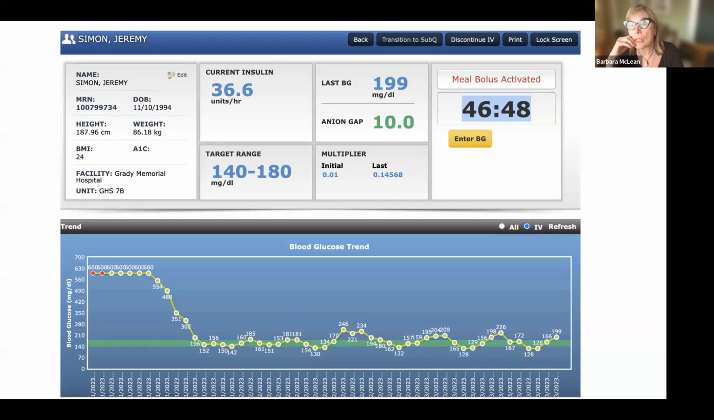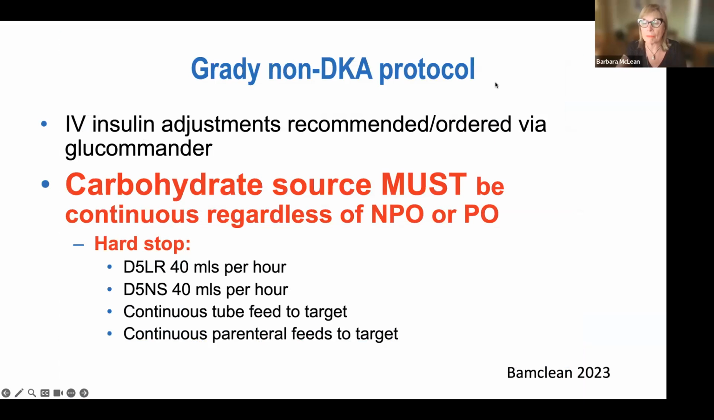The first thing you would do is say, is the IV working? Is it infiltrated? Is this good insulin? Is the patient sneaking food? And if you ask that question, your nurse would say, no, patient is eating.